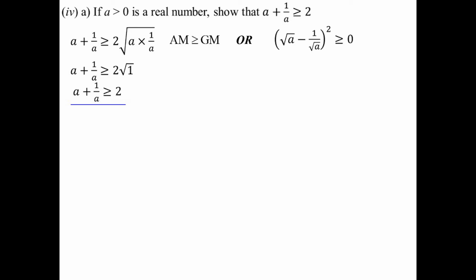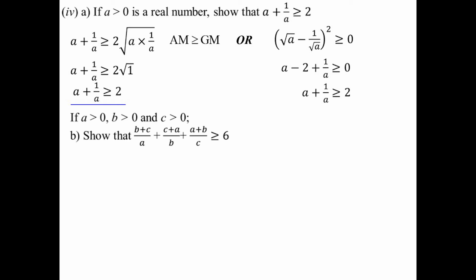Of course, another way I could do that. I know that the square root of a minus 1 on the square root of a, squared, will always be positive. So I'm starting with a known fact there. If I expand that out, I get a minus 2 plus 1 on a is greater than or equal to 0. Move the 2 over, and there's our result. Another way I could have done it.